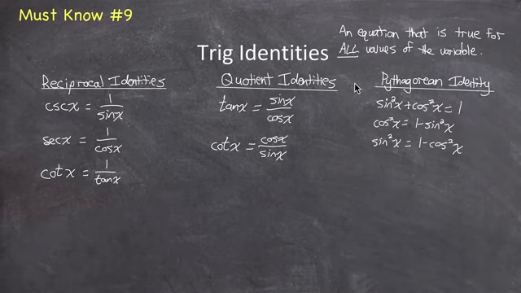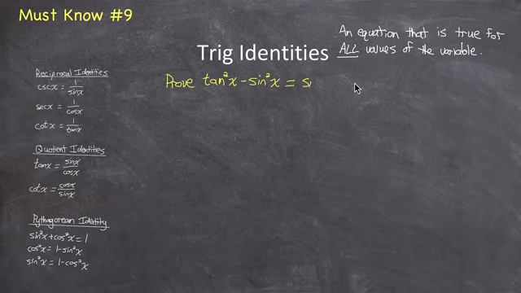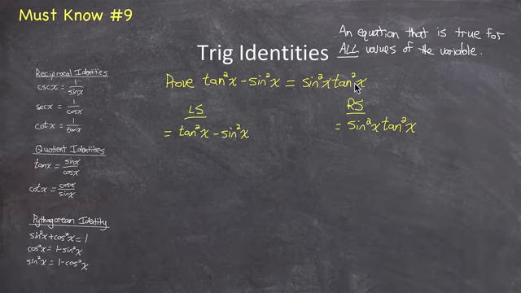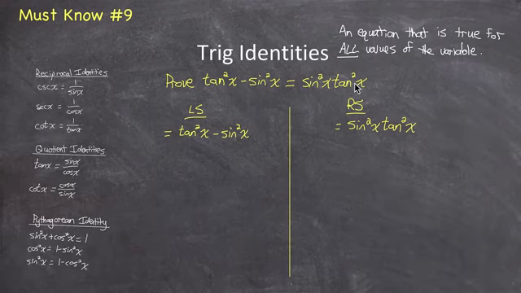So let me make some room, and then we'll prove an identity. Let's see if we can prove that tan squared x minus sine squared x is equal to sine squared x times tan squared x. If this is an identity, it'll be true for all values of the variable. So how we prove that is separating into left side and right side of the equation, and work with both of these sides completely separately from each other. So I'll draw a line down the middle and start rewriting these expressions in equivalent ways to reveal that they are in fact the exact same expression.